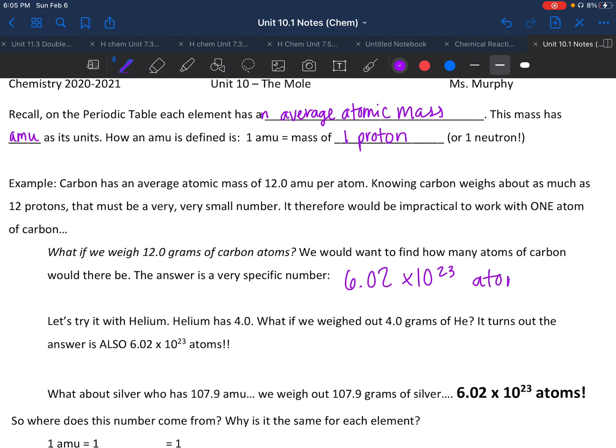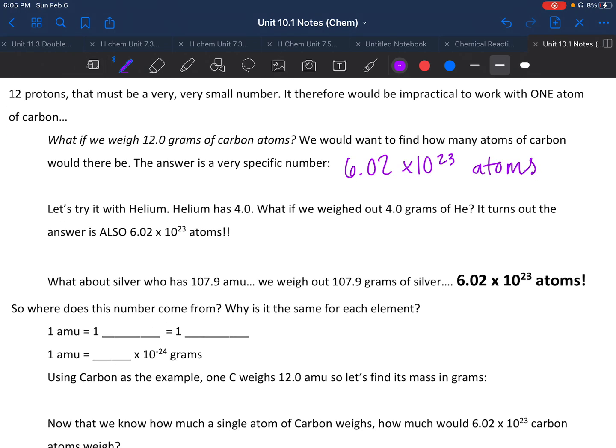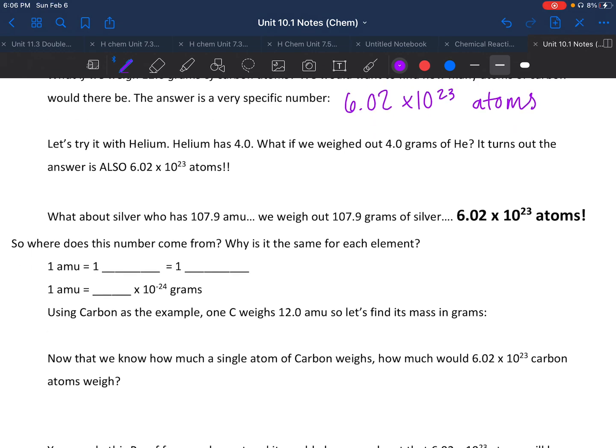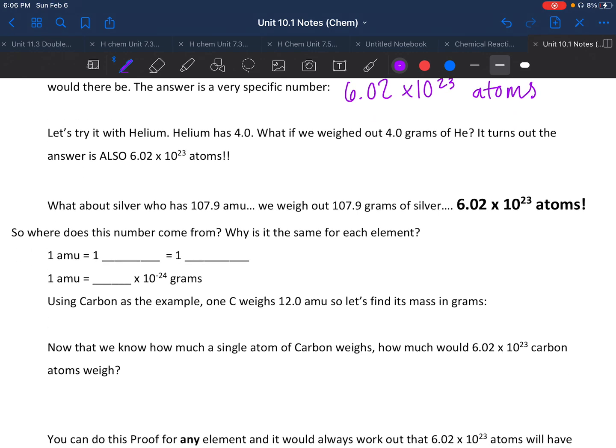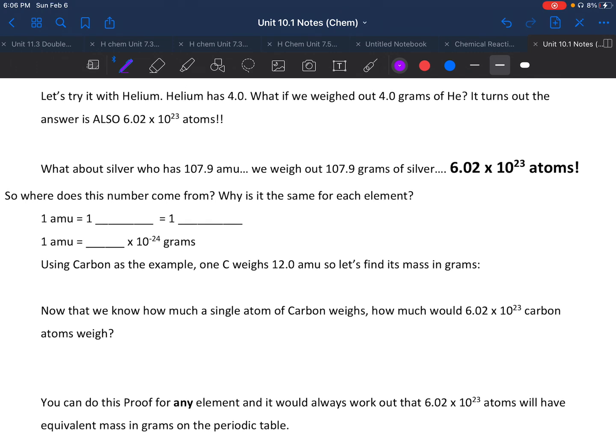You don't necessarily have to completely understand what I'm explaining here. But if we were to take helium, which has an average atomic mass of 4, and you weigh out 4 grams of helium, it also has 6.02 times 10 to the 23rd atoms. This is just a very special number that you are going to get familiar with for doing calculations.